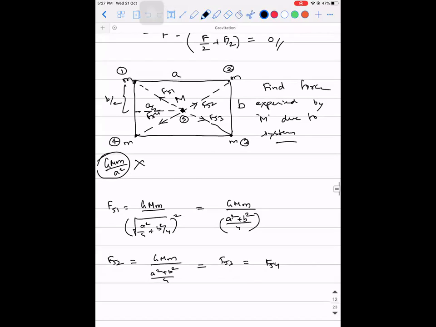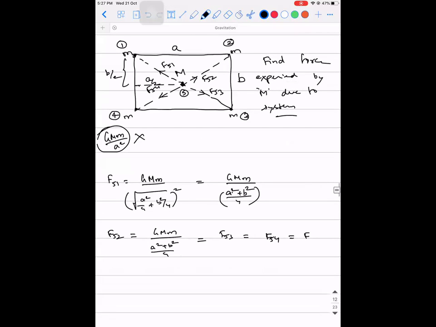So if I call all these forces as F, then the forces acting on M are F, F, F, and F. If you observe, these two forces are of equal value, they get cancelled, and these two forces are also of equal value, they will get cancelled since they are anti-parallel to each other. So what will be the net answer? 0, sir.